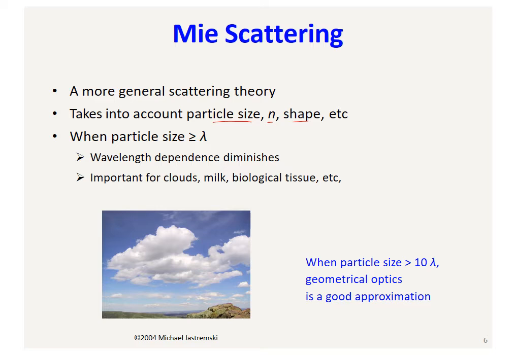For example, once the particle size gets of the order of wavelength, then the dependence lambda to the power of -4 disappears according to Mie scattering. And that's important because we need to use this scattering for predicting what happens with light interaction with atmospheric things such as cloud and fog, interaction with milk, and with cells and skin and biological tissue.